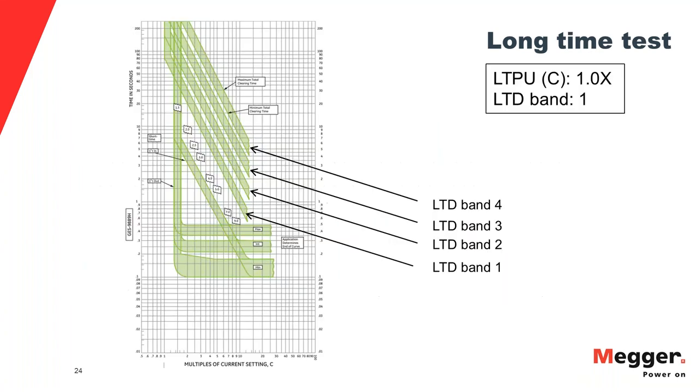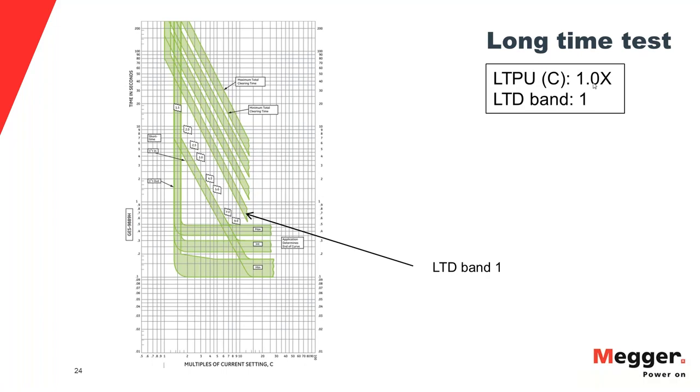So let's look at a long time delay characteristic and see how we can interpret the results. In this diagram, you can see both the long time delay characteristics and the short time delay characteristics. Long time delay characteristics, the one given in this region. You can see that there are four bands here, LTD band 1, 2, 3, and 4. Band 1 has the lowest trip time and band 4 has the highest trip time. So as we said in the previous slide, we would select LTD band 1 on the trip unit.